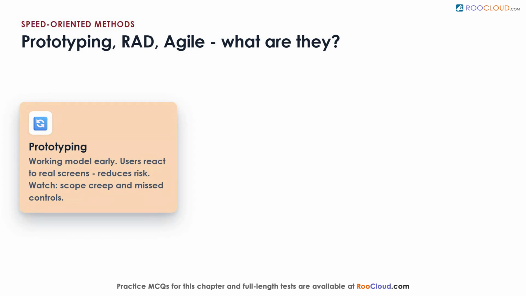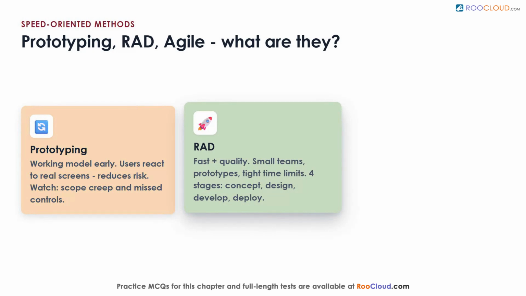So what is rapid application development? It builds important systems fast while keeping quality. It uses small expert teams, prototypes, and tight time limits. It moves through 4 stages: concept, functional design, development, and deployment. Prototyping is its core tool, whatever the technology.